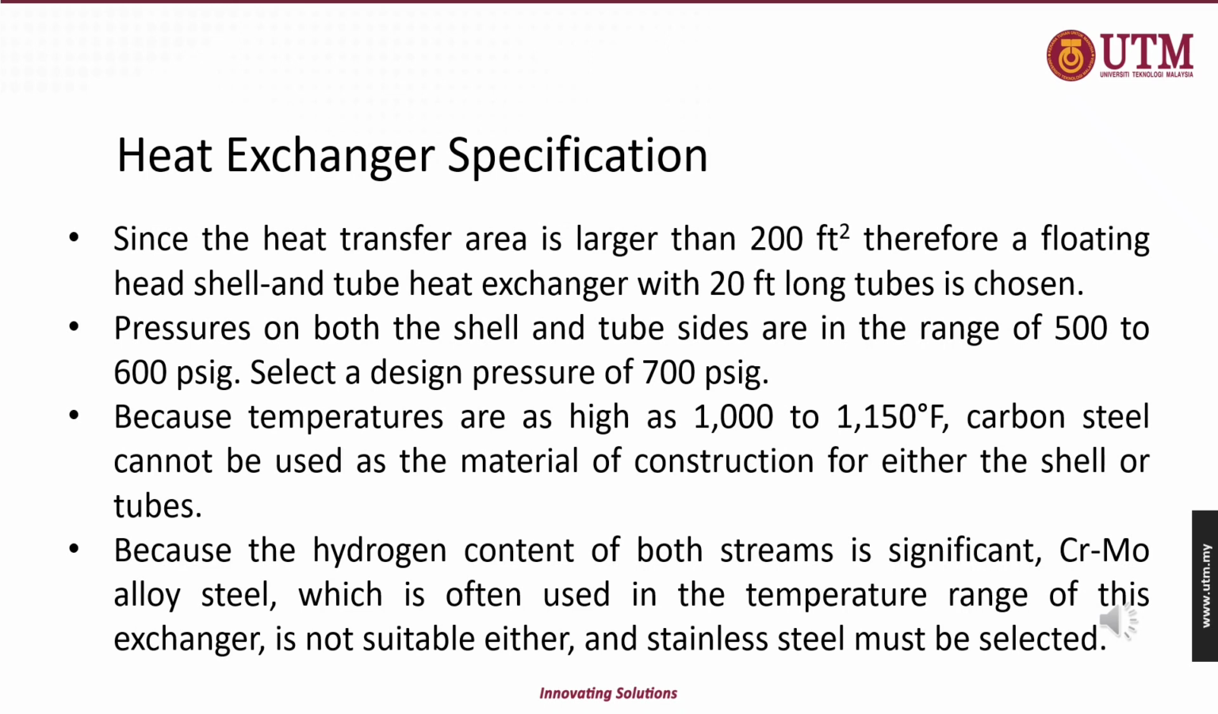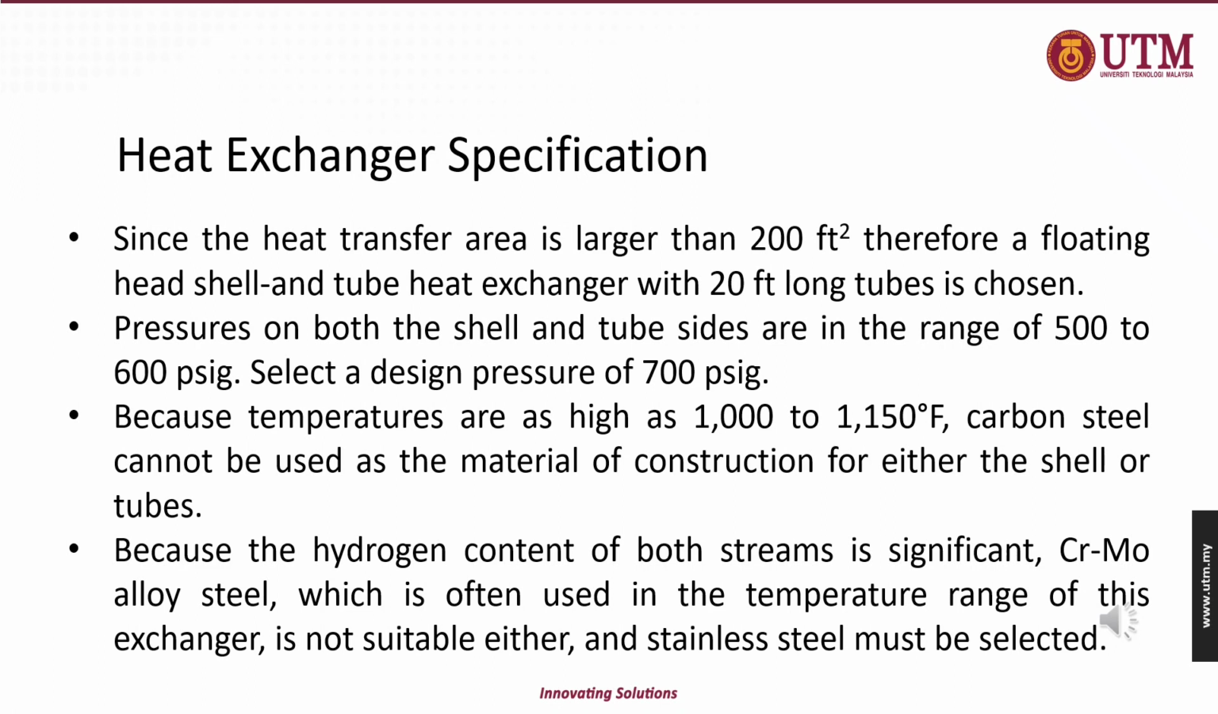For the specification of the heat exchanger, since the heat transfer area is larger than 200 square feet, a floating head shell and tube heat exchanger with 20 feet long tubes is chosen. Pressures on both the shell and tube sides are in the range of 500 to 600 psig. Select a design pressure of 700 psig. Because temperatures are as high as 1000 to 1150 degrees Fahrenheit, carbon steel cannot be used as the material of construction for either the shell or tubes.